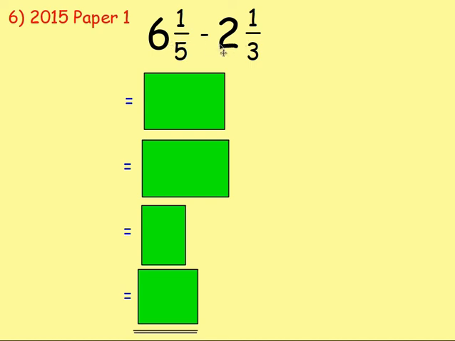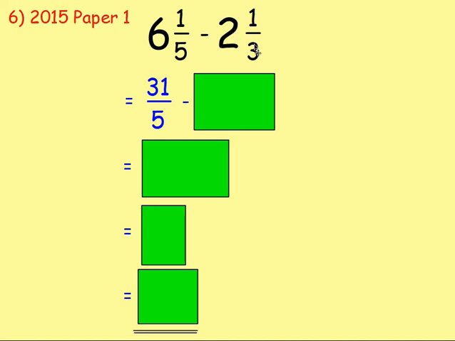So, because I've got mixed numbers, I normally change them to improper fractions first of all. So 6 times 5, add on 1, gives me 31, so that is the same as 31 over 5. I'm subtracting the 2 and 1/3, so again put that as an improper fraction. 2 times 3 is 6, add on 1 gives you 7, so that's the same as 7/3. So rewrite them both as improper fractions.